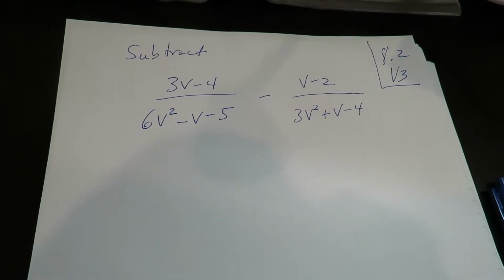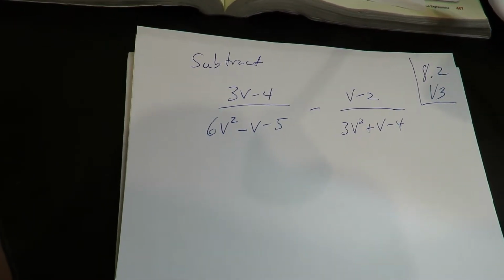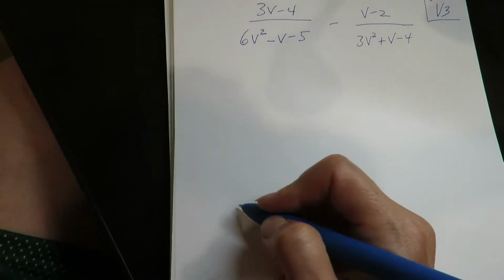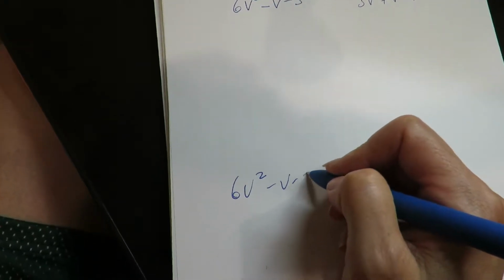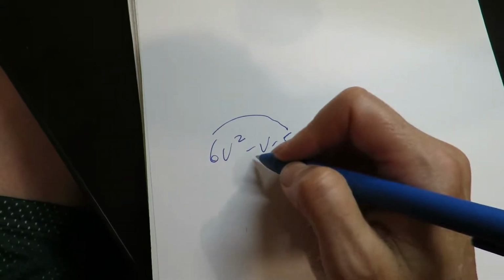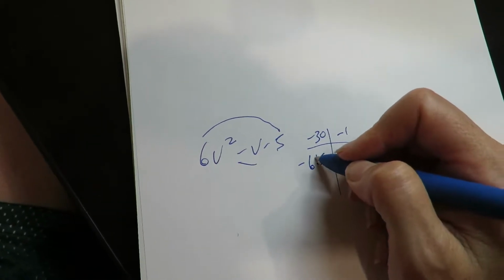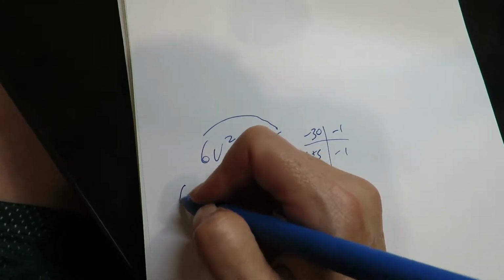Okay, gang, this one's got the fancier factoring, so just in case anybody wants it, I'll write it out for you. So let's start with the first one, 6v squared minus v minus 5. All right, so 6 times 5 is negative 30, has to add to a negative 1. All right, so it's got to be negative 6, positive 5.